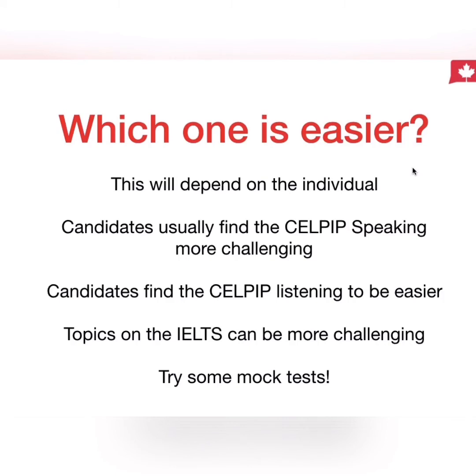While some students find the CELPIP listening to be easier, they struggle so much in the speaking that they choose the IELTS. On the other hand, some IELTS students switch to the CELPIP because they find the writing on the IELTS to be more challenging. So of course, it really depends on each person. The candidates usually find the CELPIP speaking test more challenging. The CELPIP speaking test, as we mentioned, is timed on the computer, and you really have to practice with drilling.